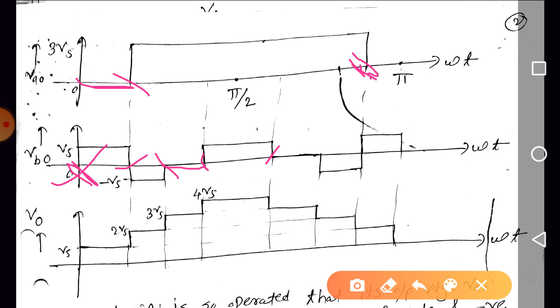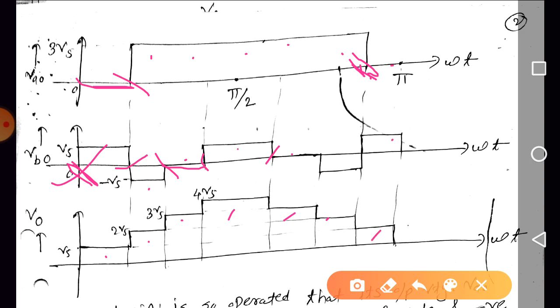Here it is 0 and here it is Vs, so the output voltage is Vs. Then 3 Vs, and here it is minus Vs, so 3 Vs minus Vs is 2 Vs. 3 Vs minus 0 is 3 Vs. Vs plus Vs is 4 Vs. After that 3 Vs minus 0, 3 Vs. Then 3 Vs minus Vs, 2 Vs. And here it is 0 plus Vs, so it is Vs.